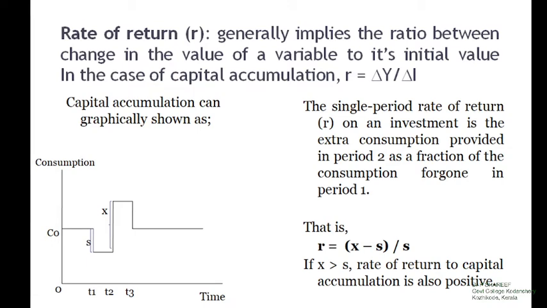Now, rate of return from capital accumulation. Generally, rate of return implies the ratio between change in the value of a variable to its initial value. It can be written as R is equal to delta Y by delta I, that is, change in income divided by change in investment.